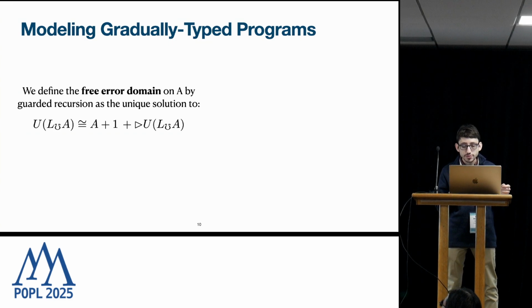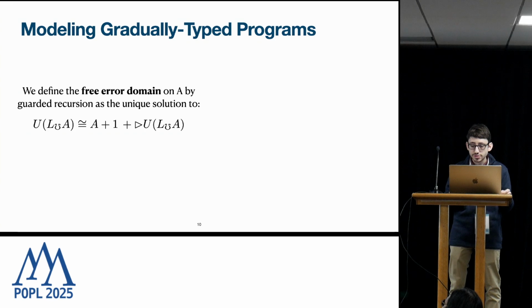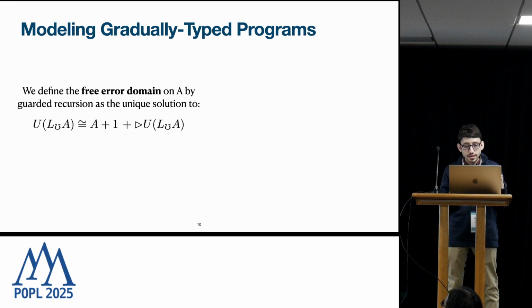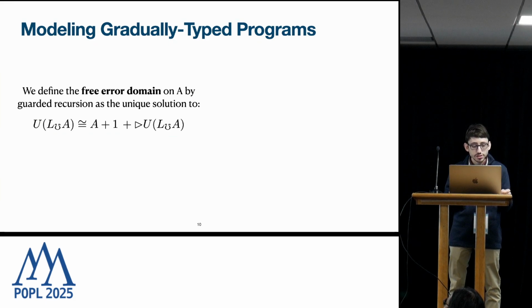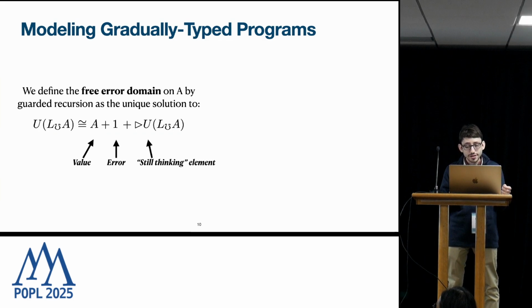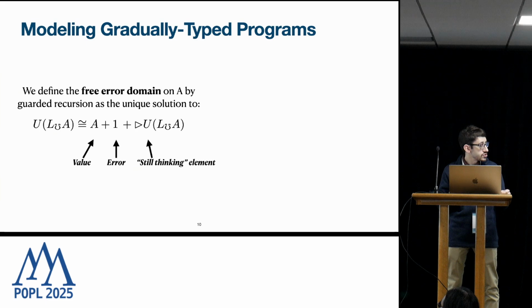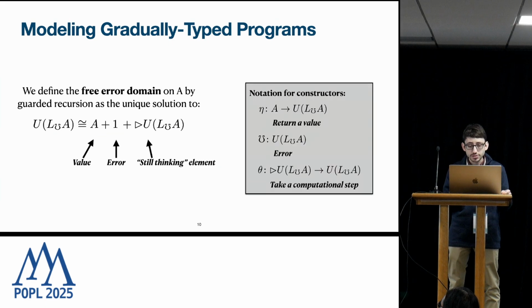And we define the free error domain on A via a guarded recursion, which was that reasoning principle we introduced earlier. It's the unique solution to this equation shown here. And so an element of the free error domain is then either a returned value of type A, an error, or an element defined later. And this element defined later can be thought of as a thinking or computing element, so that after one time step has passed, we'll be able to access that element. And just for notation, we'll use these three constructors to represent those injections into the sum.